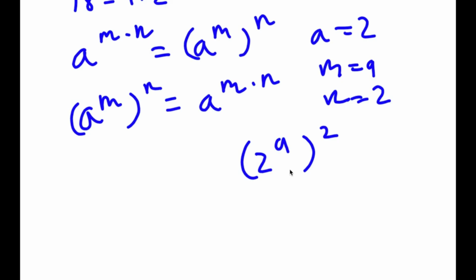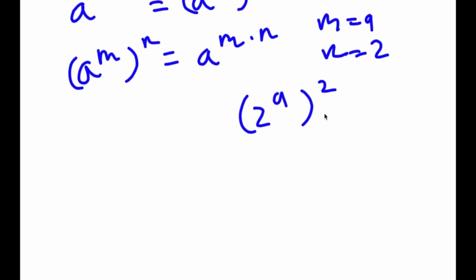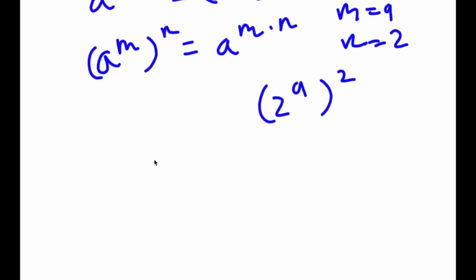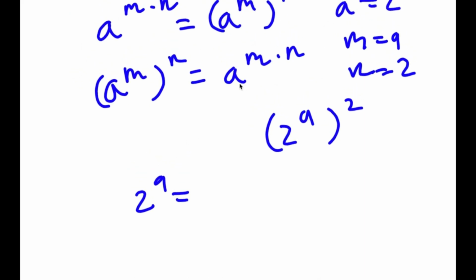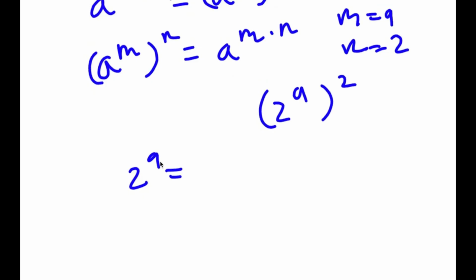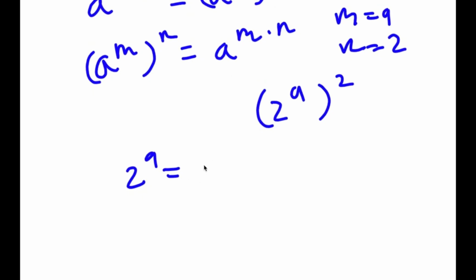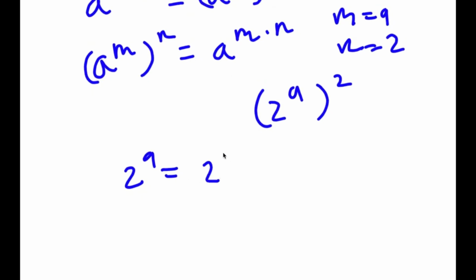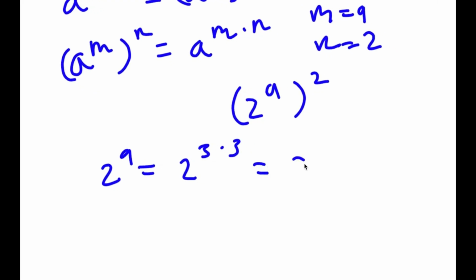Well, let's first solve 2 to the power of 9. Now, we're going to ignore the exponent for now. So 2 to the power of 9. Now, remember, if I have something in the form a to the power of m times n, this is equal to a to the power of m to the power of n. So 2 to the power of 9 is going to equal 2 to the power of 3 times 3, which is equal to 2 to the power of 3 to the power of 3.